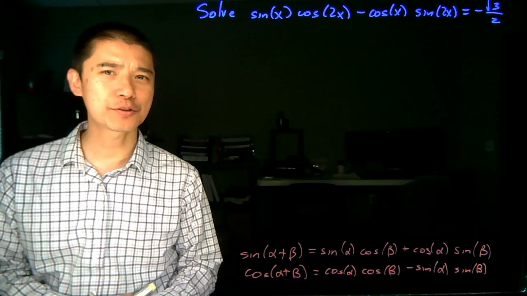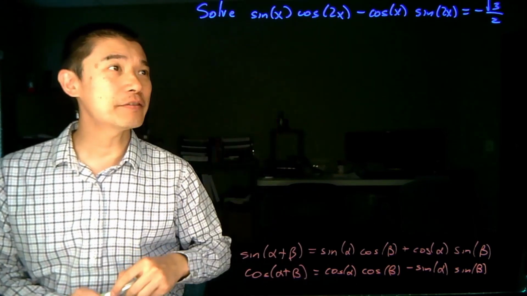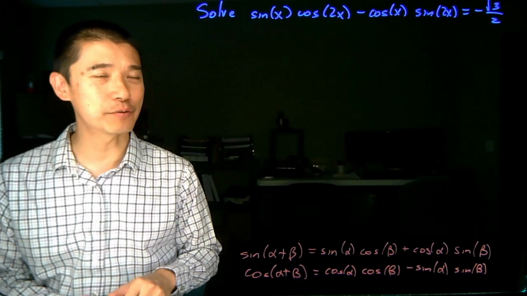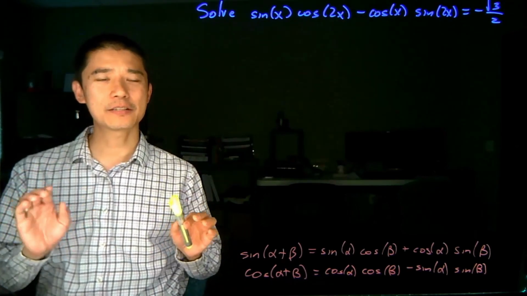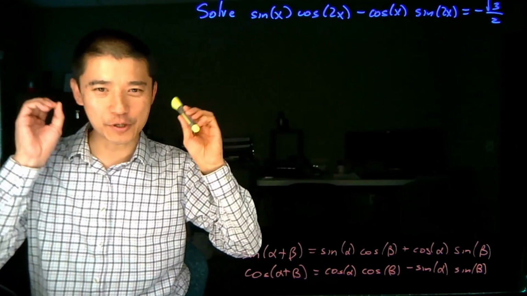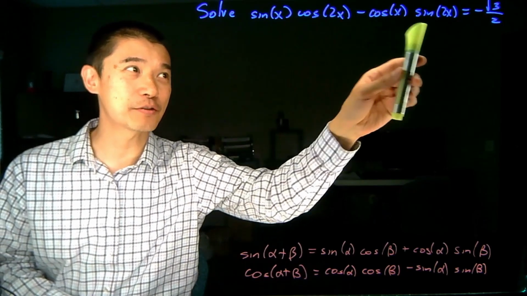Here's an example of solving an equation using the sum and difference formulas. Solve sine of x cosine of 2x minus cosine x sine of 2x equals negative root 3 over 2. Now once again, this is part of pattern recognition. When you see this combination, something should be going off in your head that this pattern looks familiar. Sine, cosine, minus cosine, sine.